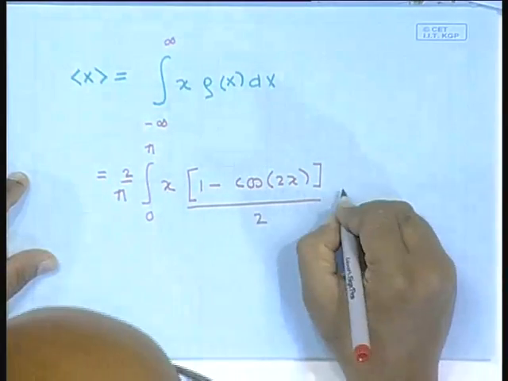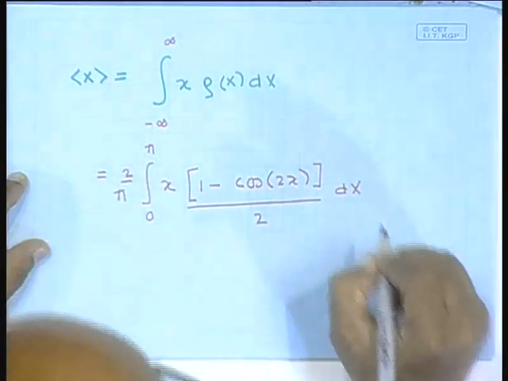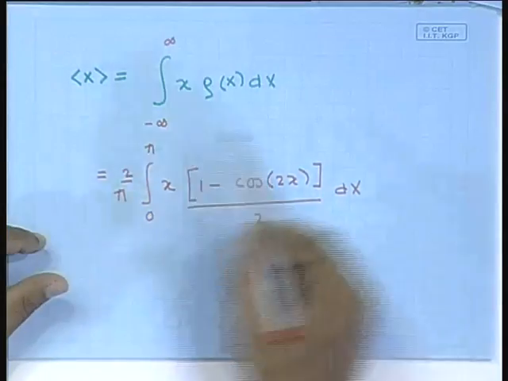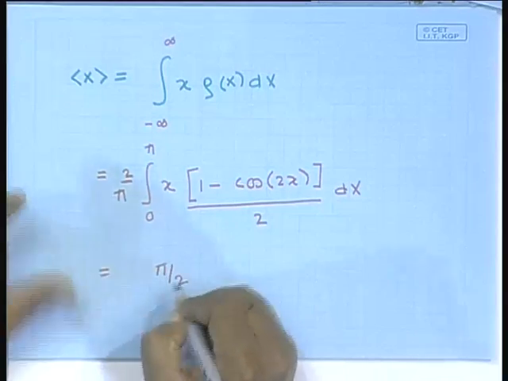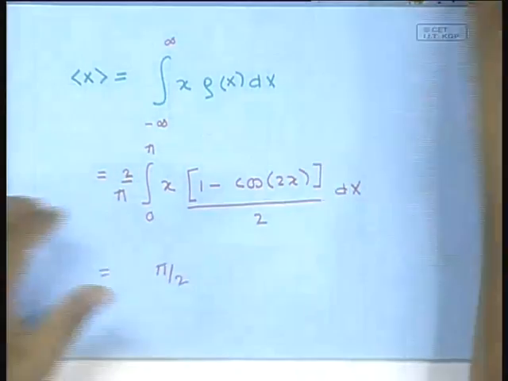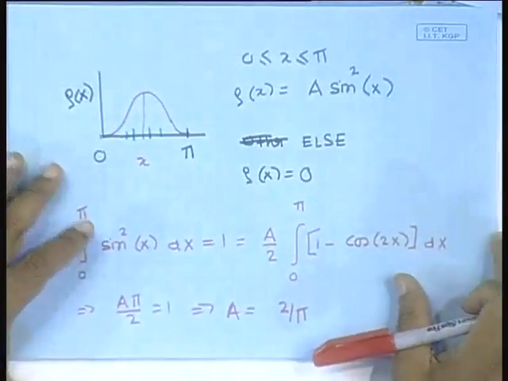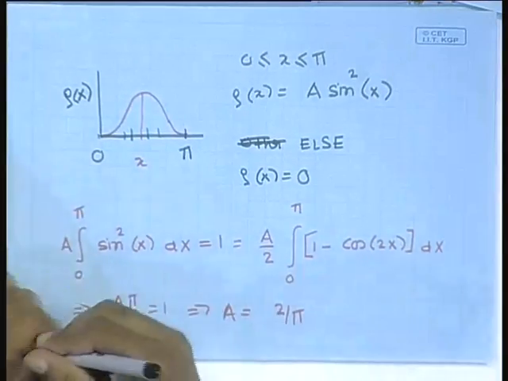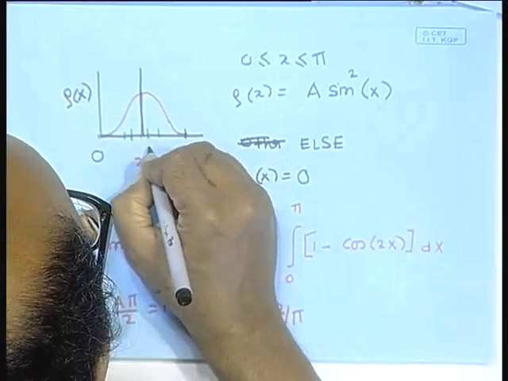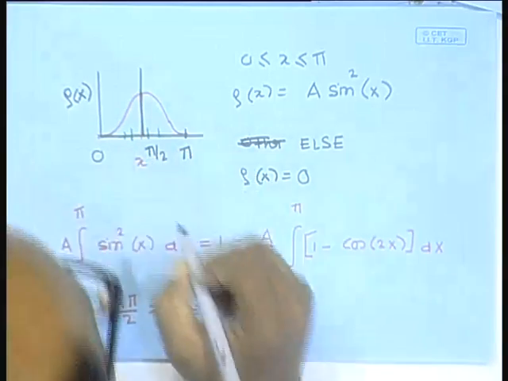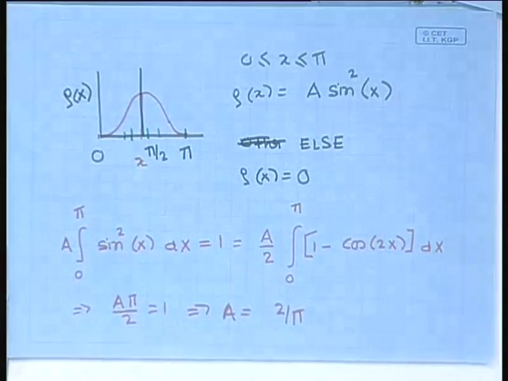This is sine square x dx. So we have to evaluate this integral, and if you do this integral, it will give you a value of pi by 2. So the expectation value is right at the center in this particular case. It is the value pi by 2. So if you do the experiment, this is the outcome that you expect. If you go and measure the position of the particle, this is the outcome that you expect.